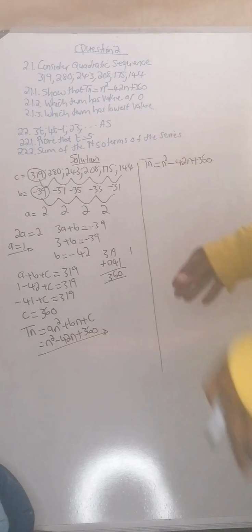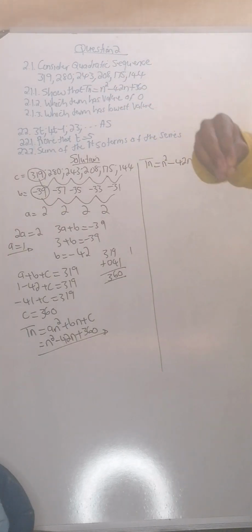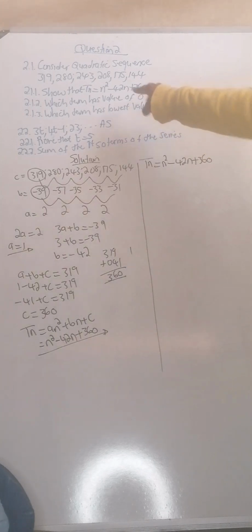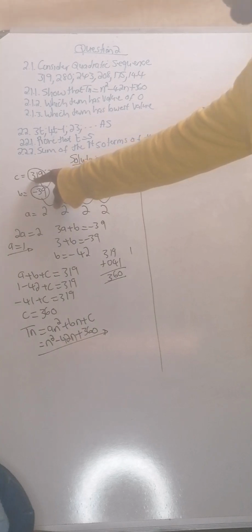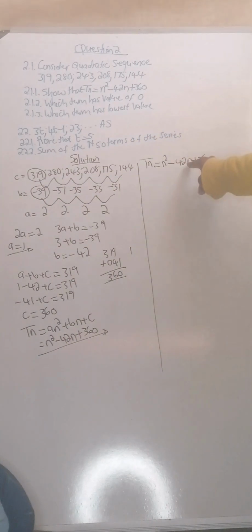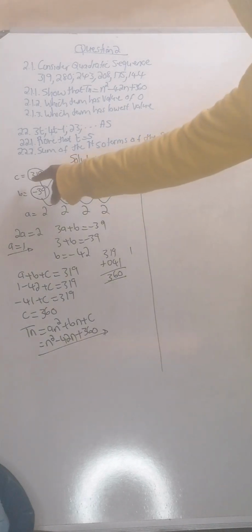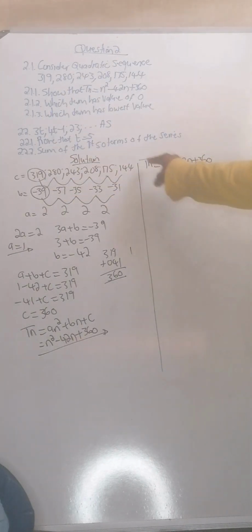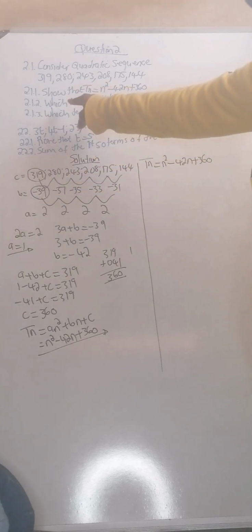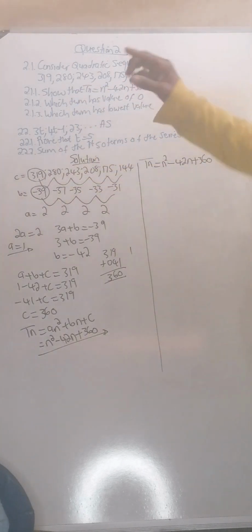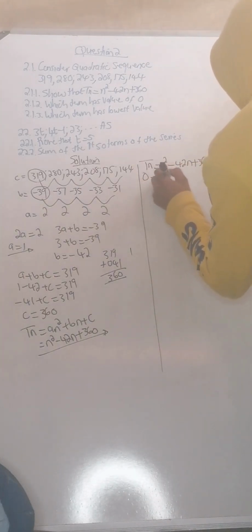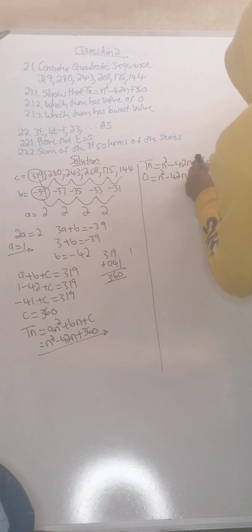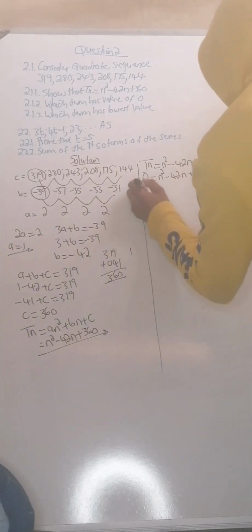You need to understand the question. Which term? This requires a term number that has a value of 0. For example, the first term has a value of 319: if you substitute 1 where you see n and add 360, you get Tn, which is 319. Now this one is looking for a term number that has a value of 0. So 0 becomes your Tn. You're saying 0 equals n squared minus 42n plus 360. And then we factorize this.